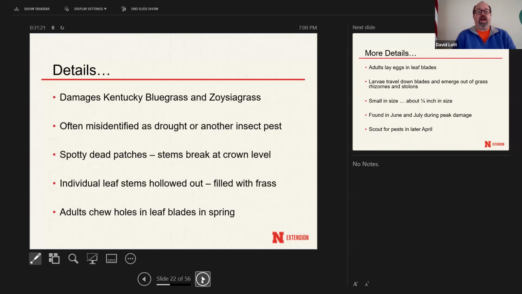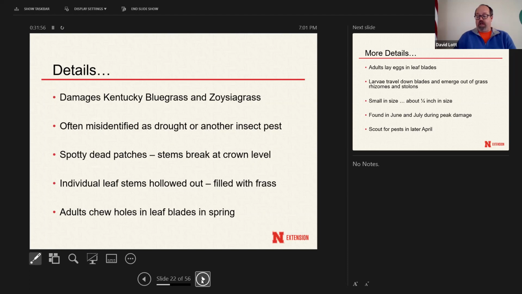So billbugs damage Kentucky bluegrass and zoysia. Kentucky bluegrass is a cool season turf, meaning it greens up early in the spring, it maintains itself during the summer, and then greens back up going into the fall. Zoysia grass, on the other hand, is a warm season turf, meaning it is going to stay dormant until it gets hot, then it will green up, and then it will go dormant again in the fall or late summer.